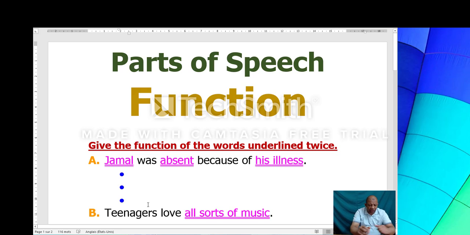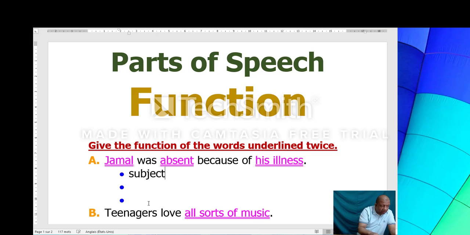So Jamal here is the subject. Why? First of all, concerning the structure, it appears before the linking verb, which is was, and it is the doer of the action. So Jamal is subject.